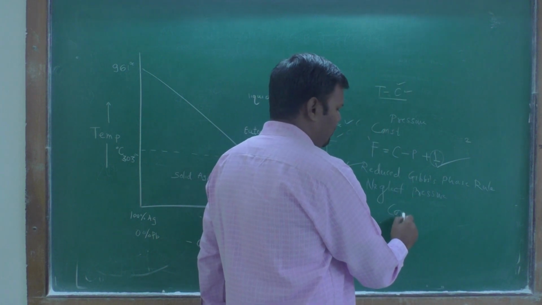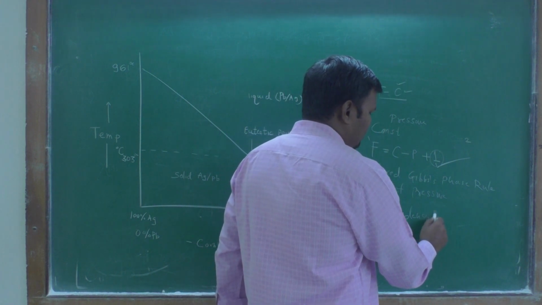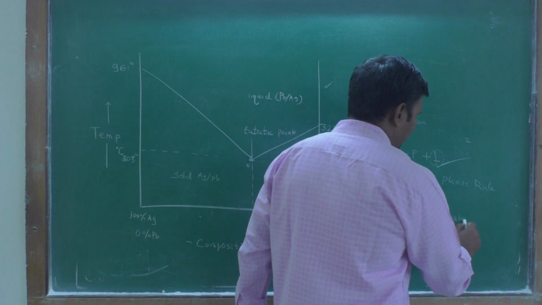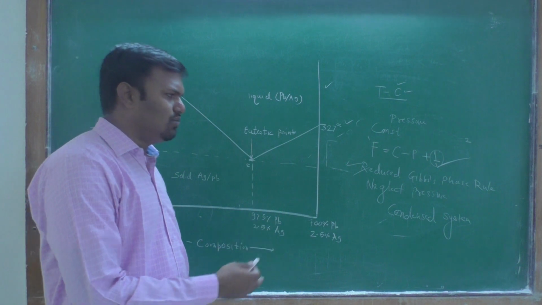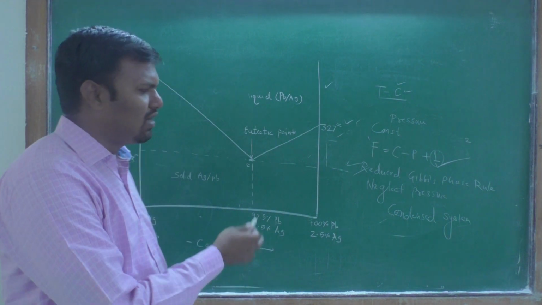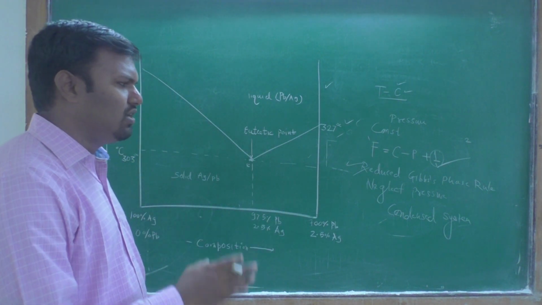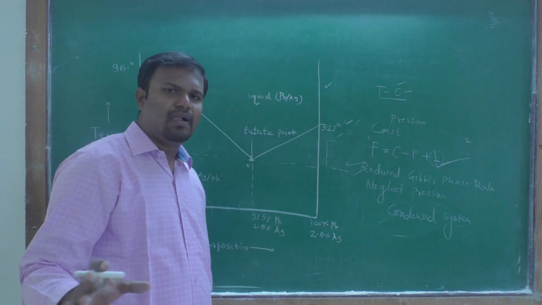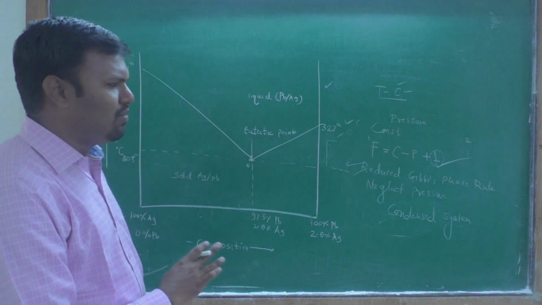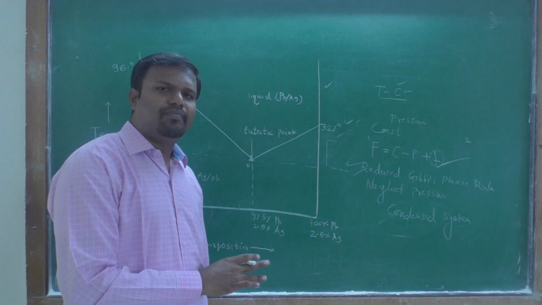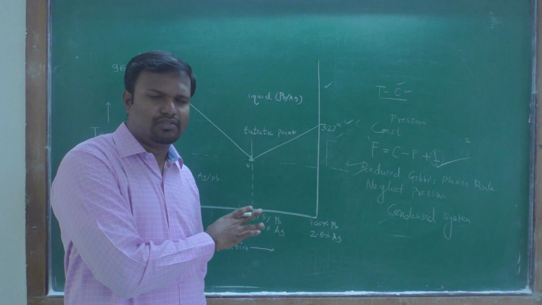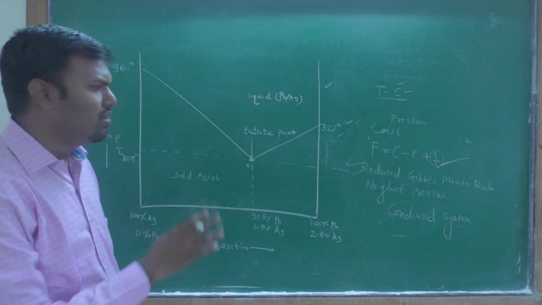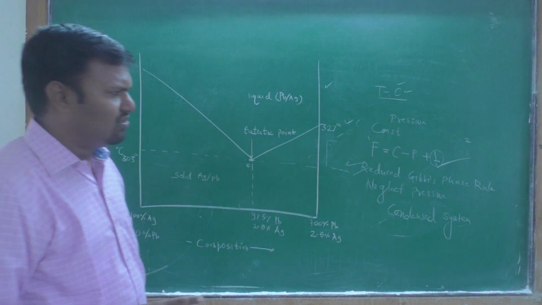Then this system is called a condensed system, and the reduced Gibbs rule is sometimes also referred to as the condensed Gibbs rule. Condensed Gibbs rule means we neglect the pressure, the less important variable. That is, pressure is a less important variable in this case. Therefore, we have neglected the pressure.